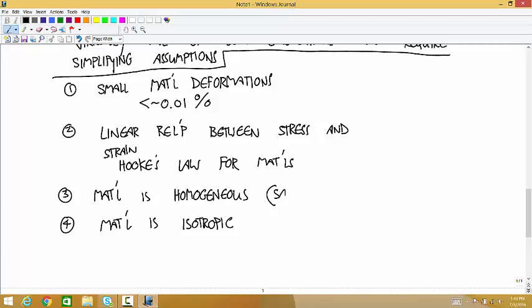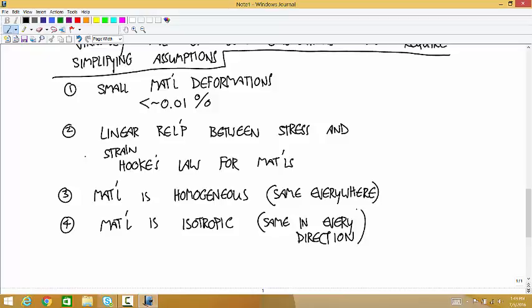Homogeneous means the material is the same everywhere. At every point, the material is the same. Isotropic means the material is the same in every direction. There are some calculations we're going to be able to do for non-isotropic materials.